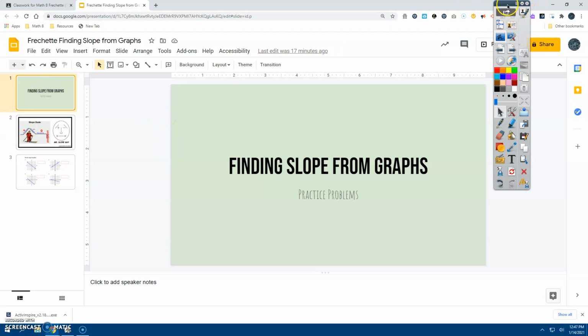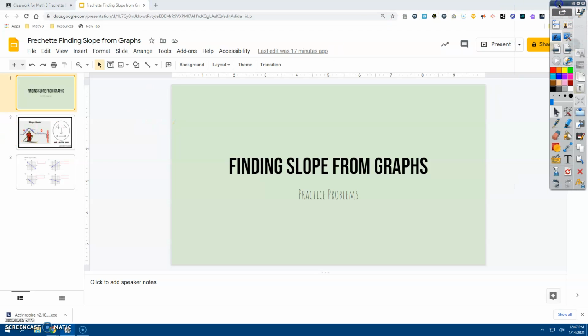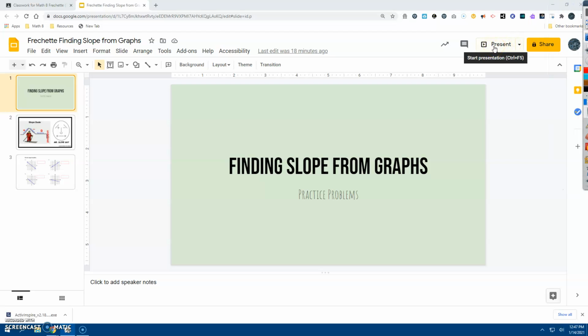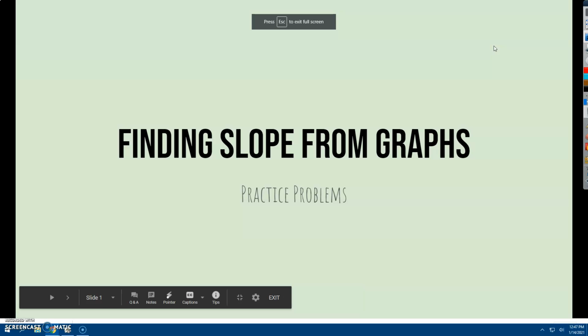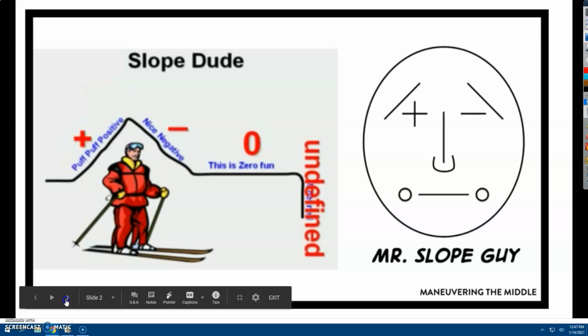We're going to do a little bit of review of slope today: calculating slope from a graph and calculating slope from two points. So, let me just go in present mode here. This is finding slope from graphs, and I'm also going to add from points because we saw that today. So I'm going to move on to the next slide.